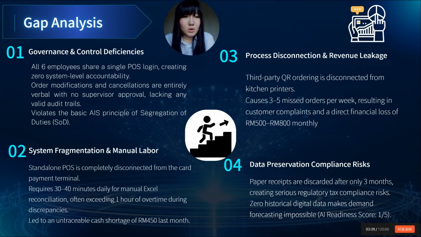The third-party QR ordering is disconnected from the kitchen printer. This causes 3 to 5 missed orders per week, losing 500 to 800 ringgit every month. Lastly, number 4 is compliance risks. Paper receipts are thrown away after only 3 months, creating tax compliance risks. Also, there is no digital data, so the AI readiness score is only 1 out of 5.